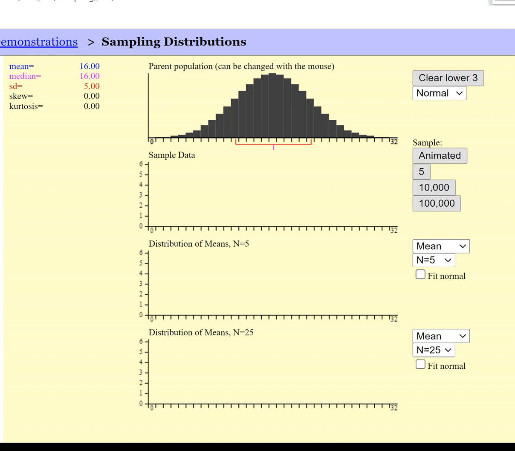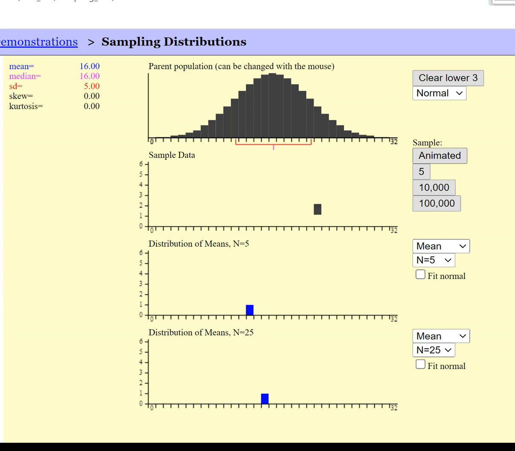I'm going to clear those and we'll start again. Boom. So here's a sample of 5. Here's a sample of 25 points. It's going to find the mean of that, and it's going to put that on the lower axes. There's one, and there we go.